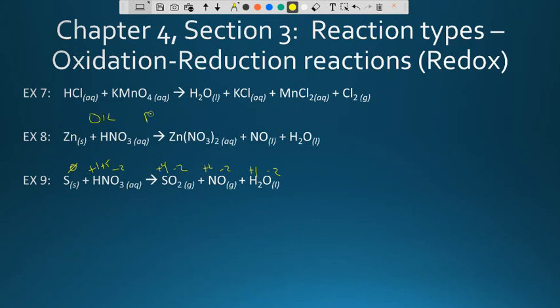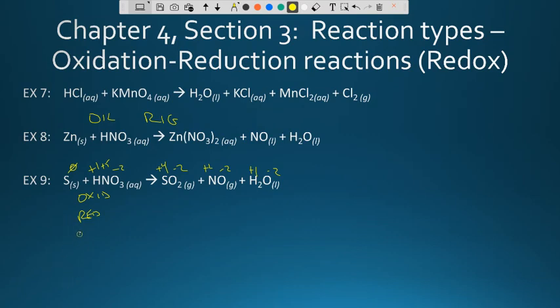OIL RIG: oxidation, reduction. Okay, so who loses electrons? I see that I'm going to be becoming more positive. Who ends up being more positive in this case? Well, I see that my oxidation is my sulfur.